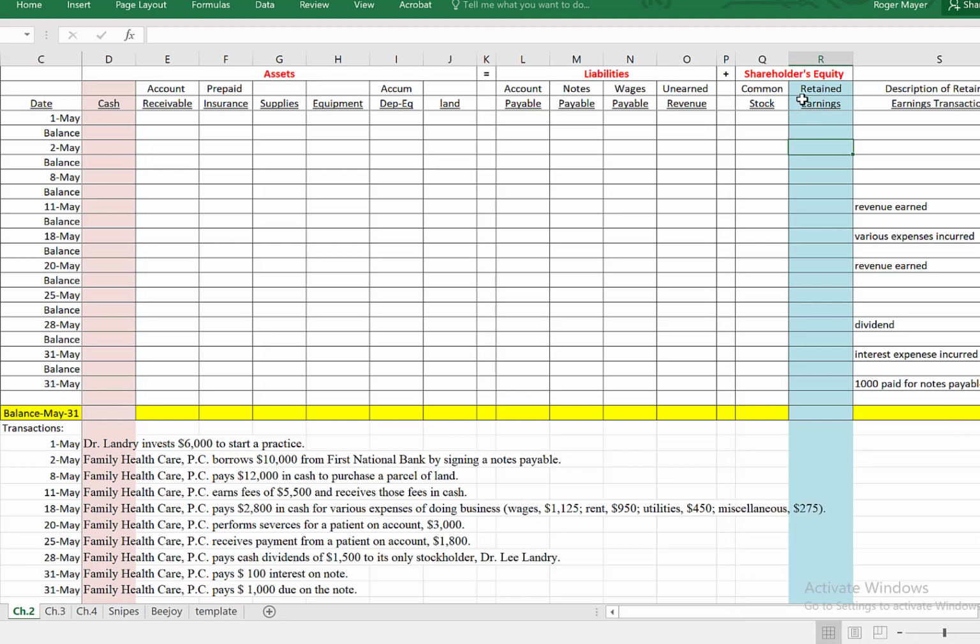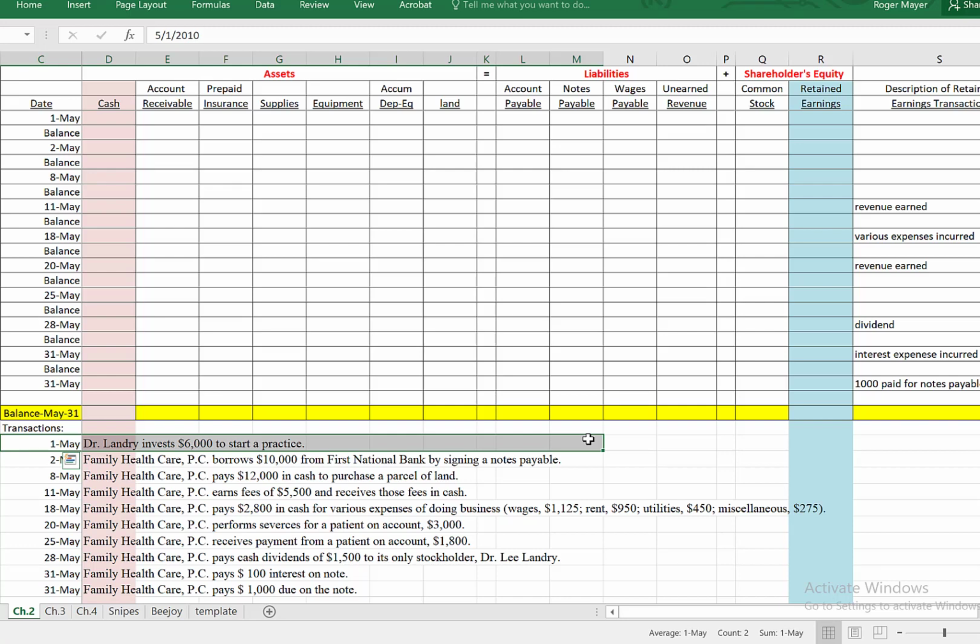Stockholder equity includes common stock as well as retained earnings. As we've discussed, retained earnings is the accumulated earnings of the corporation since its inception. Common stock is the contributed capital that the owner contributes. So let's go through each of these transactions and make sure that we understand what's taking place. Keep in mind that because we are using the accounting equation, it needs to stay in balance during this complete process.